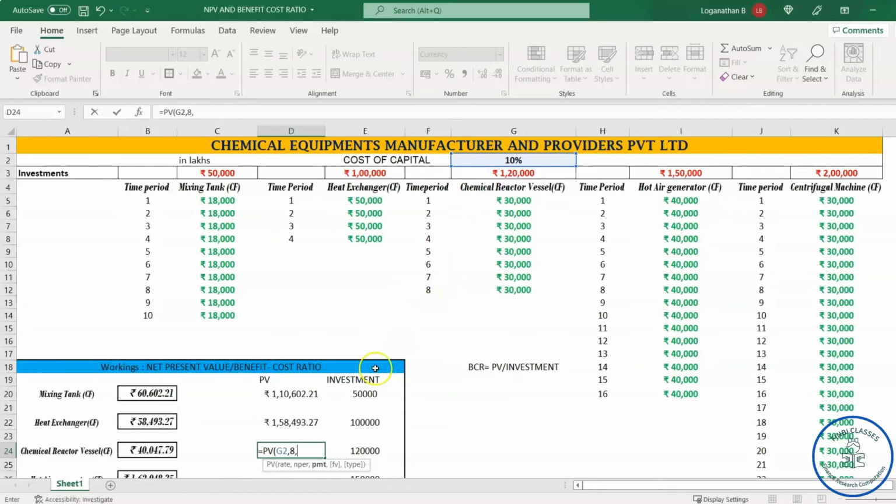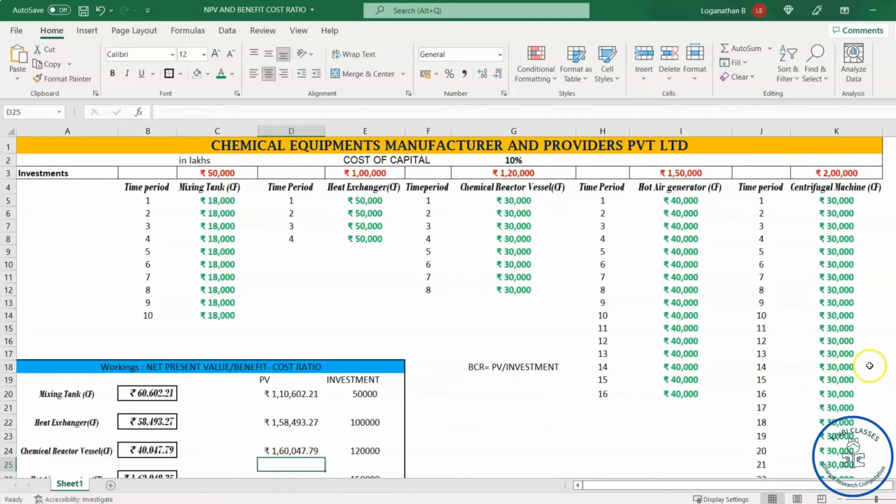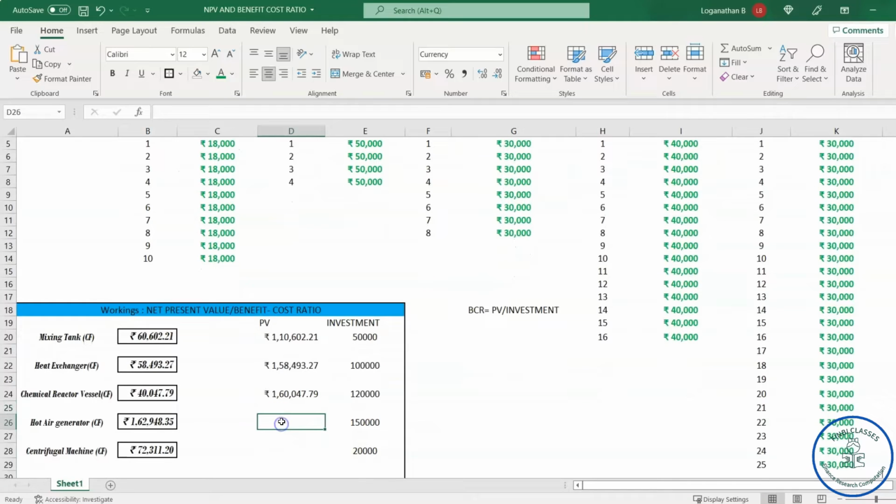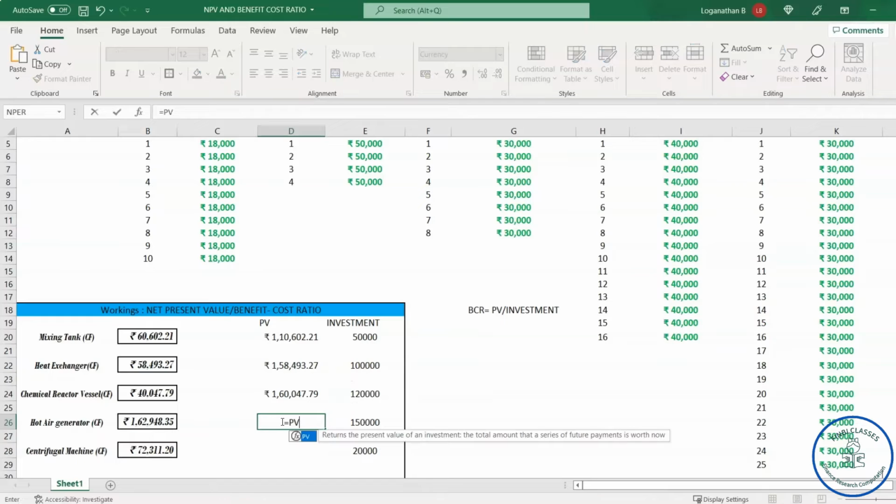Then the regular cash inflow for chemical reactor vessel is 30,000. I put it as minus 30,000. Then close the bracket and enter. So you will be getting 1,60,047. Then similar way for calculating the present value for hot air generator, equal to PV.